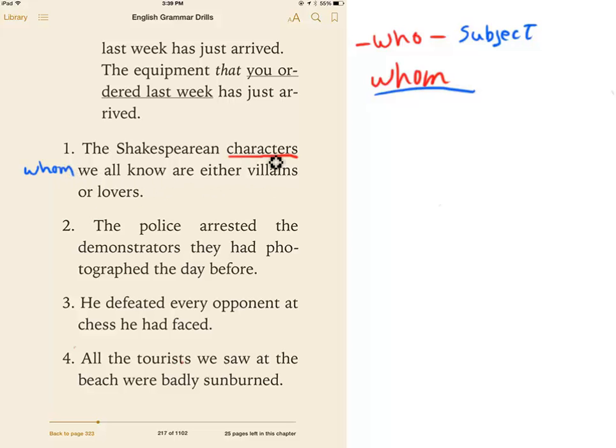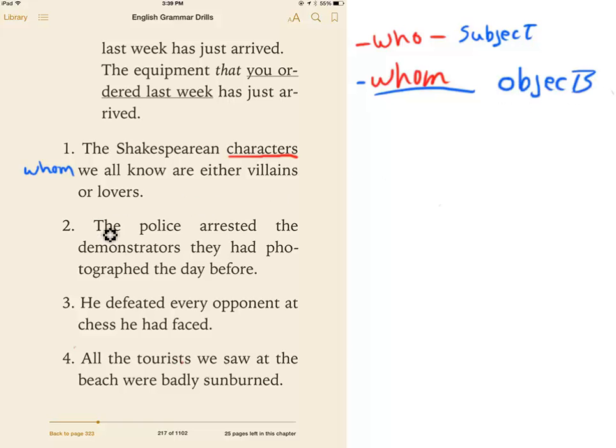Why do I know it's whom? Well, number one, it's deleted, so I know it has to be whom. But why is it whom? Because the characters are not doing the action, are they? The Shakespearean characters whom we all know. Well, the characters don't know anybody; we know. So the characters are receiving. They're not doing the action. They're being talked about. That's why we use whom. And of course we use whom because it's deleted already, and only objects can be deleted.